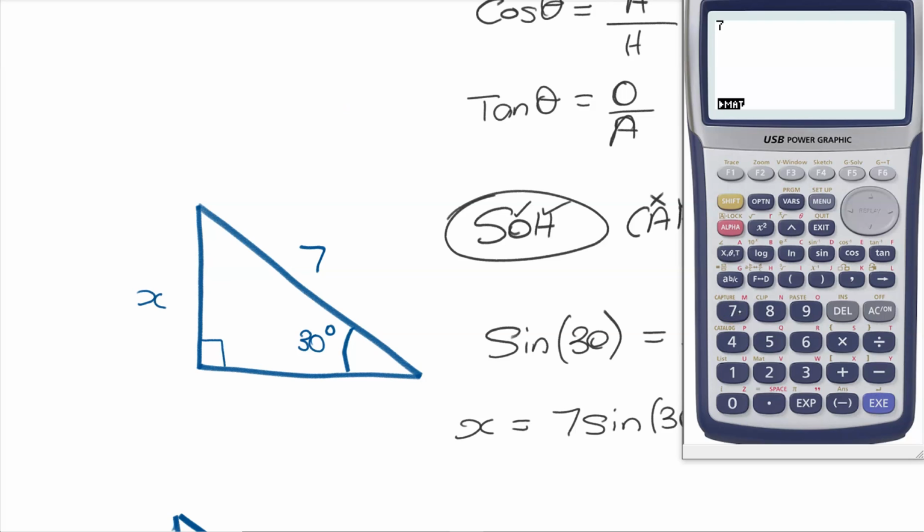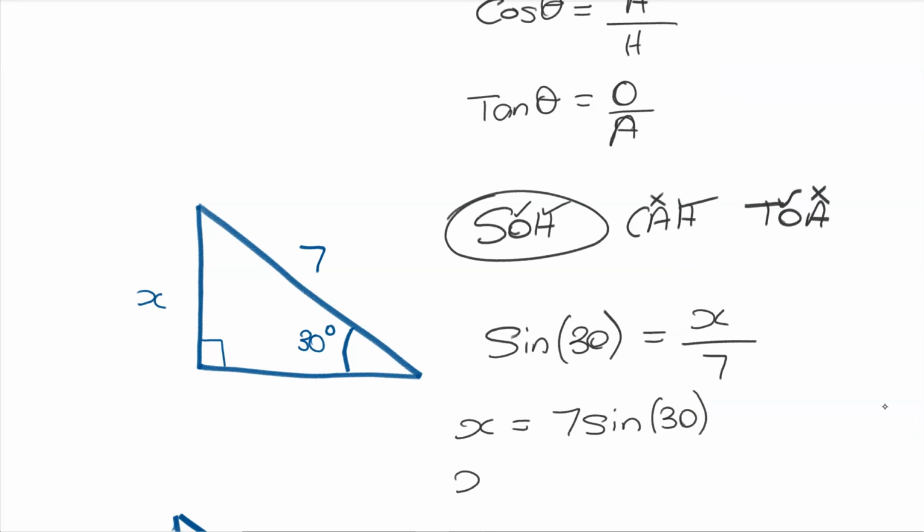So I'll do it again. 7 sine 30, and I get 3.5. Therefore that length, x, is equal to 3.5. The height of that triangle is 3.5.